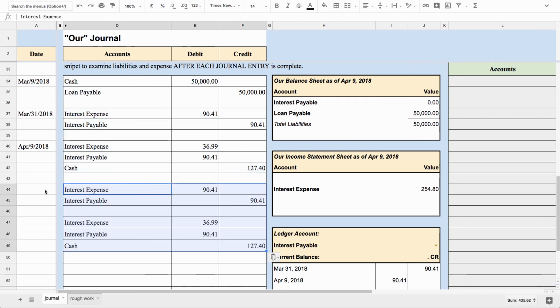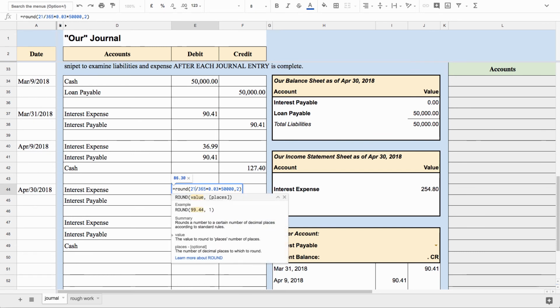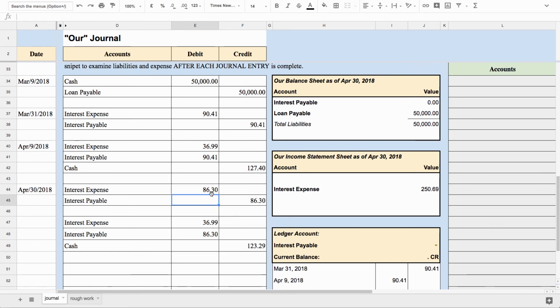Copy, paste. So on April 30th now, at the end of April, we need to adjust for the interest in April. And that's going to be, what is that? It's going to be 21 days in April, from April 9th to April 30th. So it's 21 days of interest, which amounts to $86.30. So I'm going to delete this for a second.